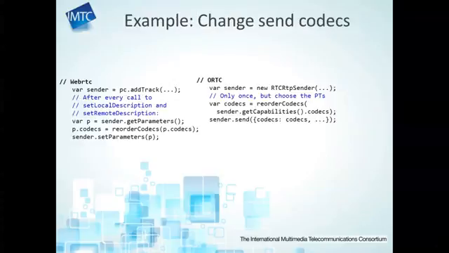Sending codecs is pretty easy either way. In WebRTC, you call getParameters, you reorder the codecs, and then call setParameters. In ORTC, you basically call sender.getCapabilities, change things, and then call sender.send. Next.